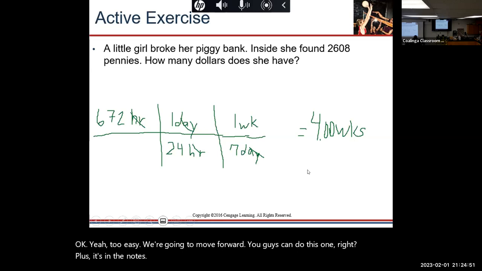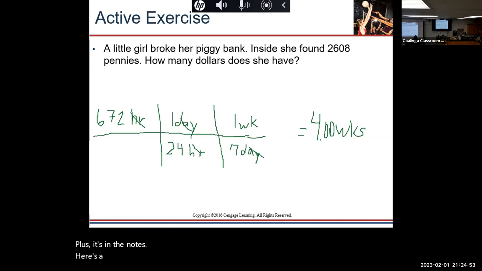Okay, here's a hard one. A little girl breaks her piggy bank. Inside, she finds 2,608 pennies. How many dollars does she have? So set it up the way that we set it up.